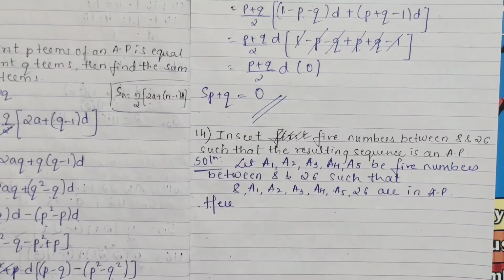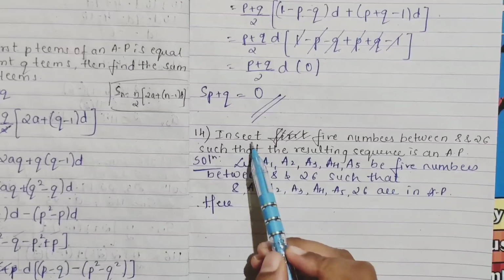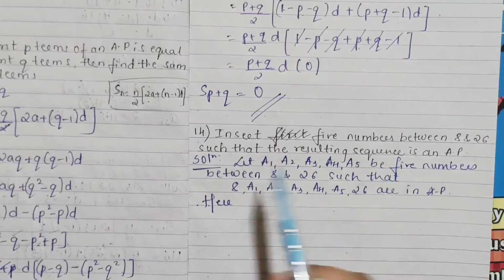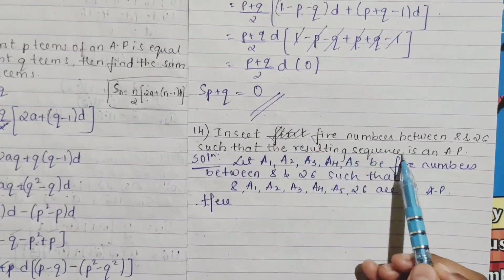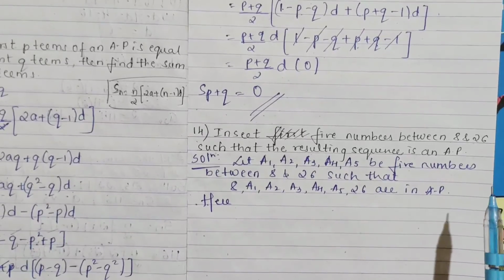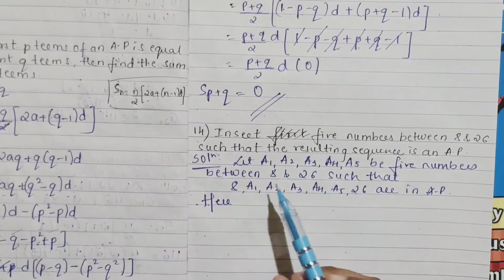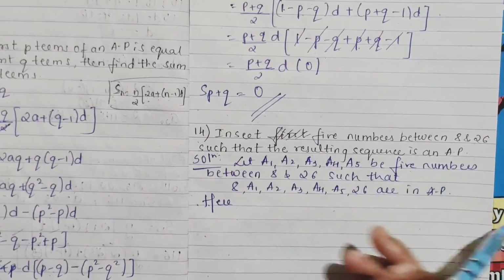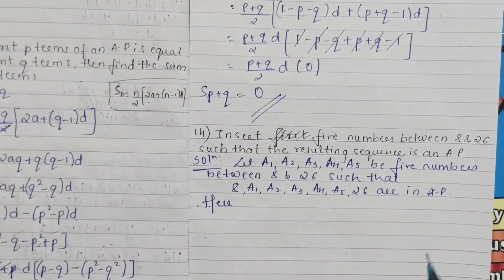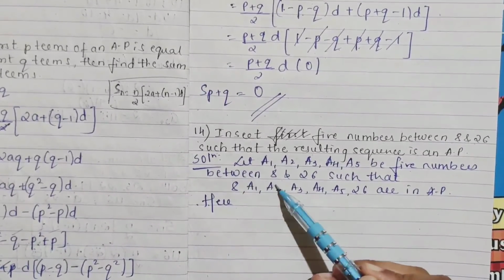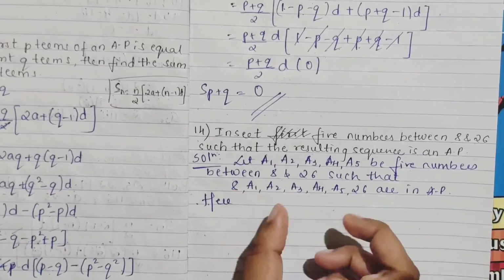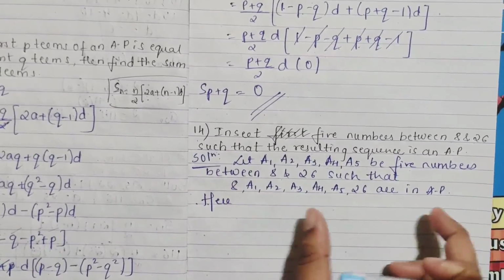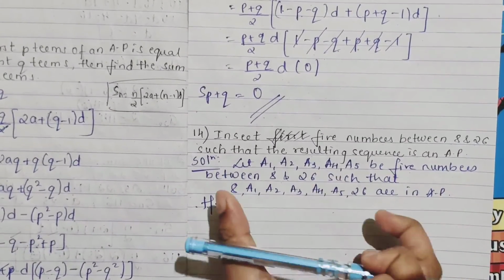We have taken the 14th question. Insert 5 numbers between 8 and 26 such that the resulting sequence is an AP. So let A1 to A5 be 5 numbers between 8 and 26, such that the sequence is 8, A1, A2, A3, A4, A5, 26. So we have inserted 5 numbers in AP. So here you are getting a sequence in AP.